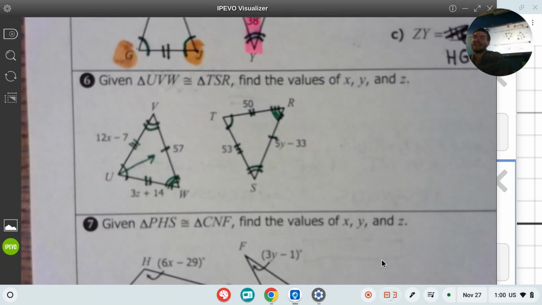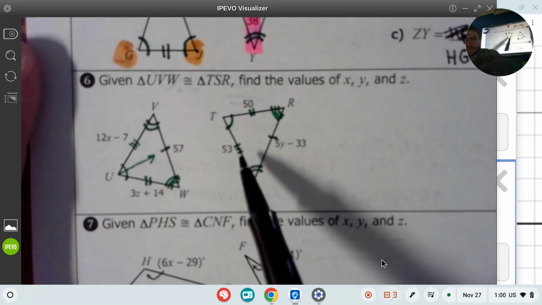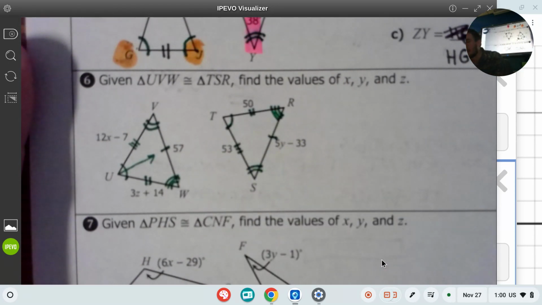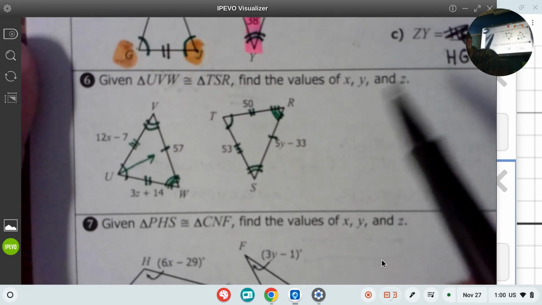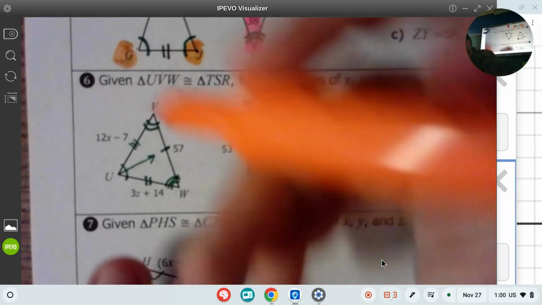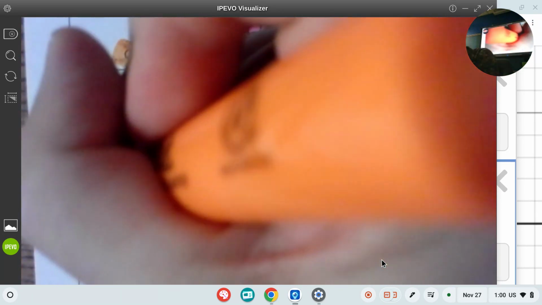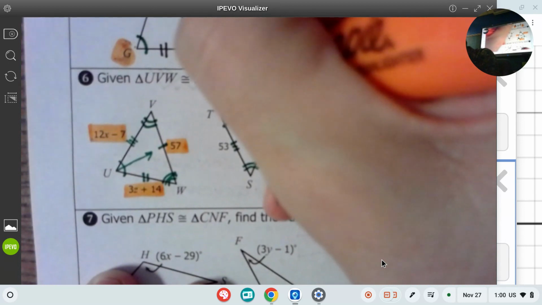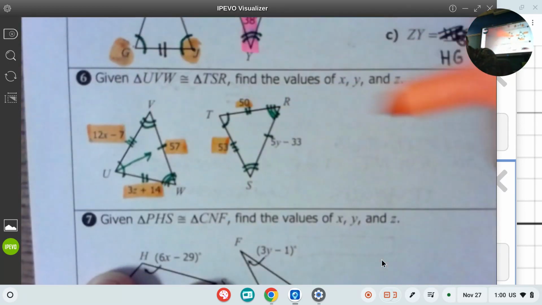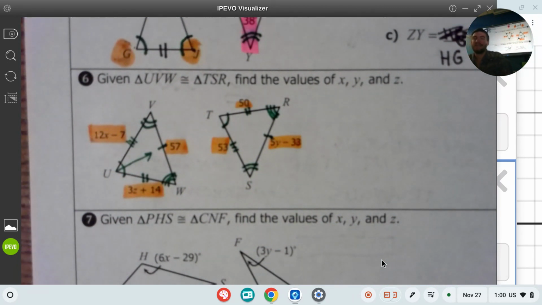These are not side lengths, right? So we're not talking about 57 or 53 or 50. We're talking about the variable that works in there. When we're talking about x, y, and z, if you look at the information that we have, we know that this is a side, this is a side, this right here is a side of a triangle, this is a side of a triangle, this is a side of a triangle. Every single number on the entire question has to do with sides of a triangle, right?